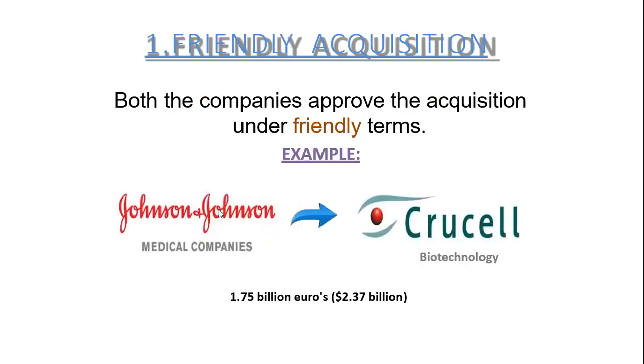Friendly acquisition, Johnson & Johnson, a medical company. They are acquiring Crucell Biotechnology. They are paying a purchase consideration. They are buying assets and liabilities of Crucell and they are paying 1.75 billion euros. Johnson is paying money after acquiring a biotechnology firm. So here the two companies approve this acquisition. This is on friendly terms. They discuss with each other what will be the negotiable amount, what amount Johnson & Johnson will pay to Crucell. All these things are discussed during the meeting.